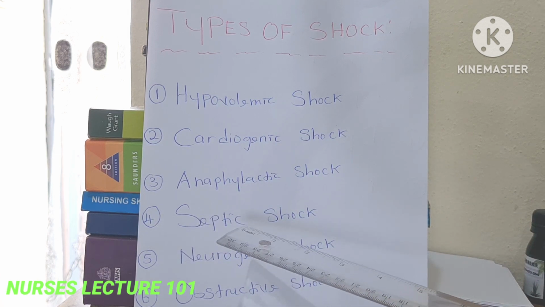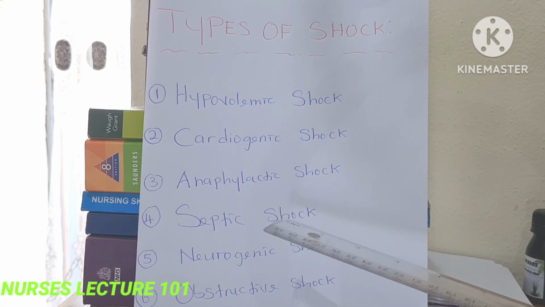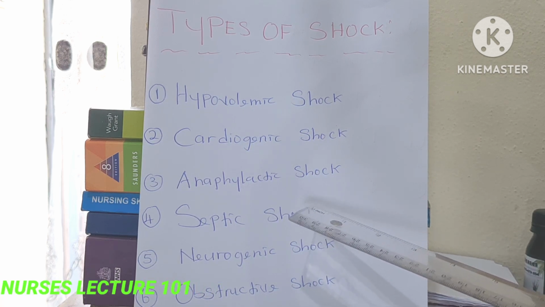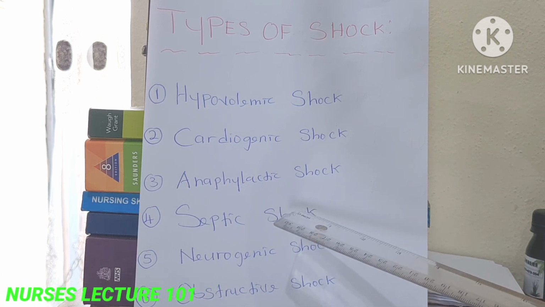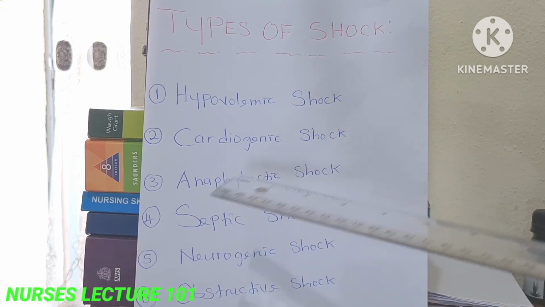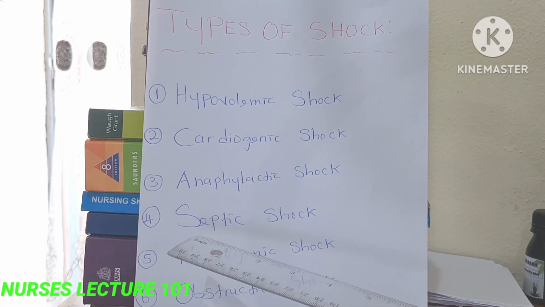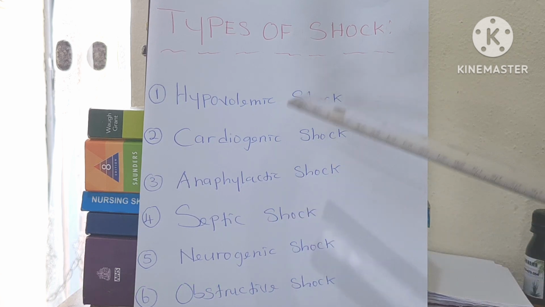And we have septic shock. Number 4, septic shock. This septic shock is as a result of an infection in the blood, for example, bacterial infection. When there's a generalized infection in the blood, it leads to septic shock, and it is a life-threatening condition.